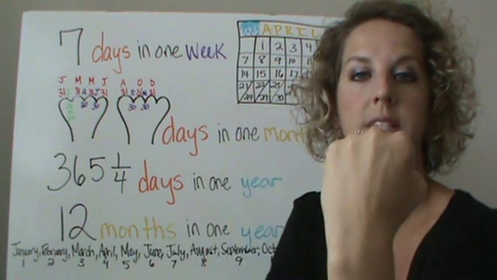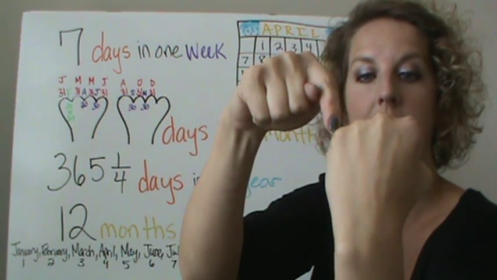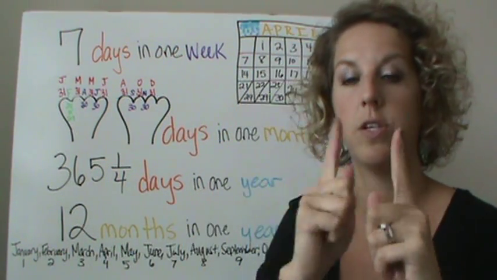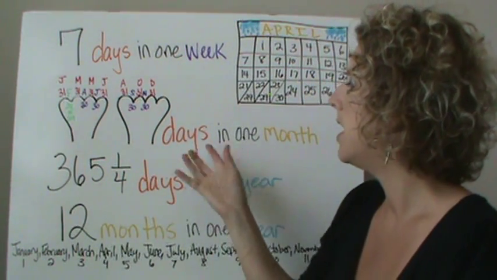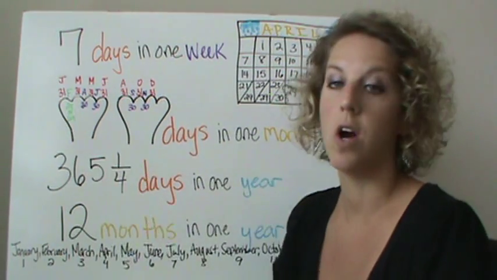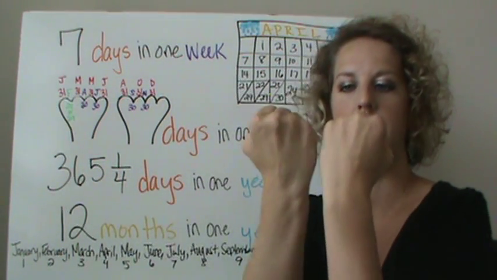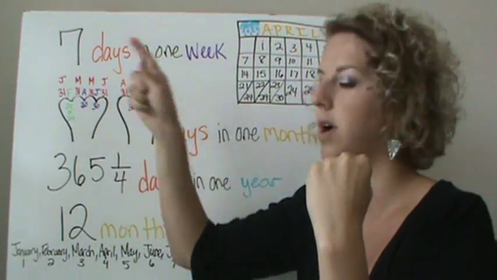Or you can do it all in the same hand. Mountain, valley, mountain, valley, mountain, valley, mountain, mountain. Notice there's 2 mountains side by side. So let's see what that means for the days in a month. In January, there are always 31 days. So if we look at this, the top knuckle means 31.